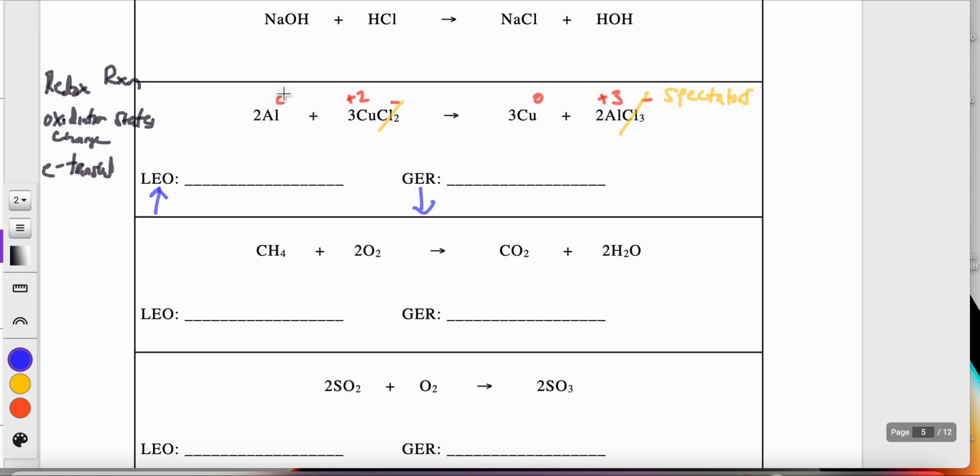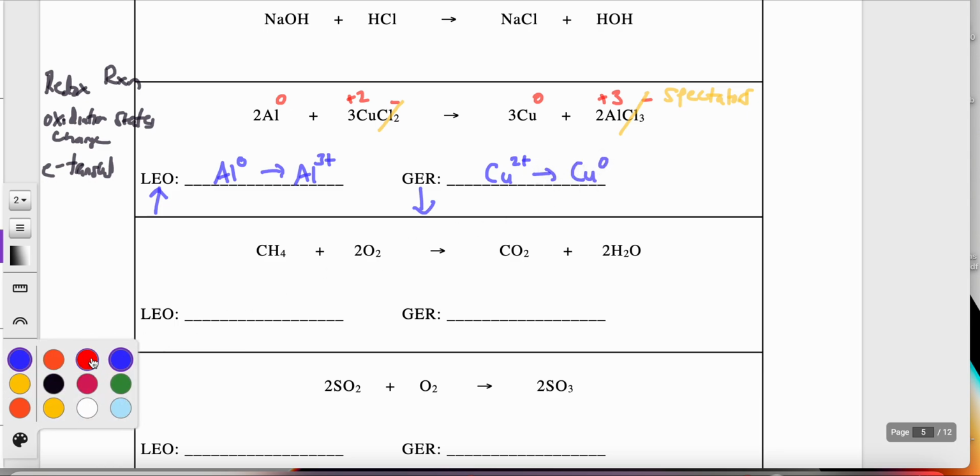So I just take a look. Al goes from 0 to +3. +3 is higher up the ladder. So I know that my Leo process is dealing with the aluminums. Ger means that my oxidation state went down the ladder. Cu starts off with a +2 and it dropped down to a lower value of 0. So what was reduced is the copper.